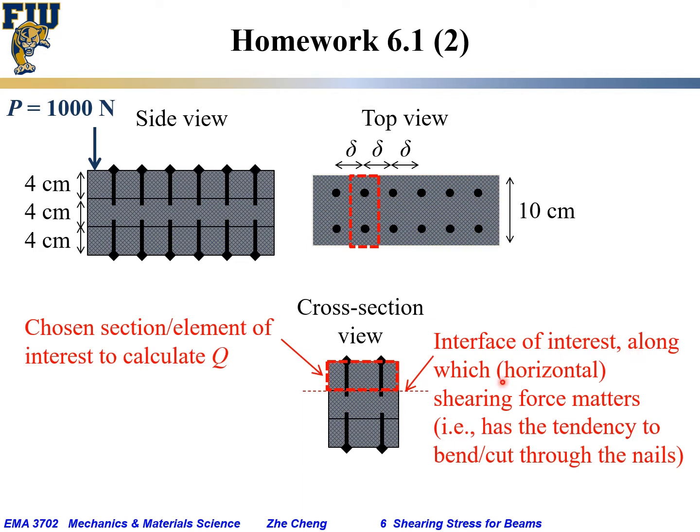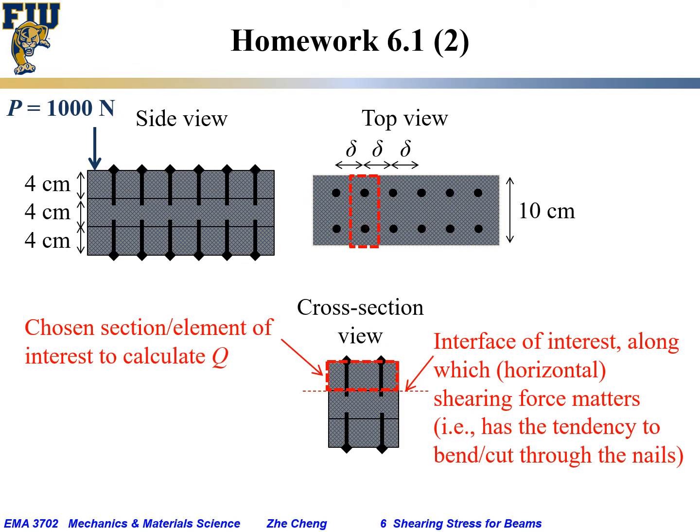Along this interface, the shearing force matters. Or put another way, the shearing force in this interface would have the tendency to bend these nails or cut through the nails. So this will be our interface of interest, and the red dashed section from the cross section we will use to calculate the first moment, or the Q value. And from the top, you can choose our element to be something like this, spanning one set of nails.